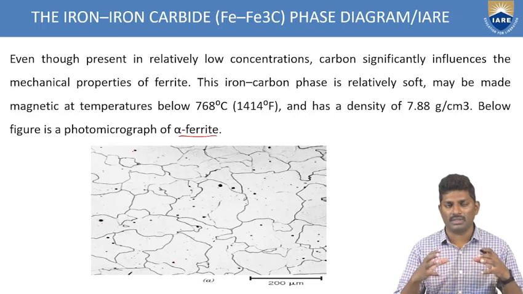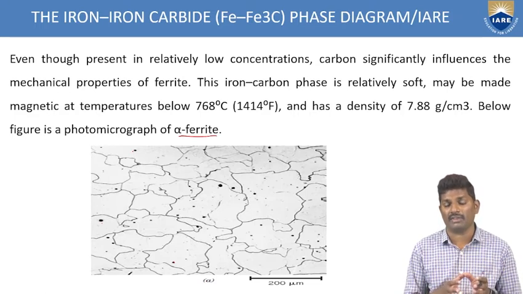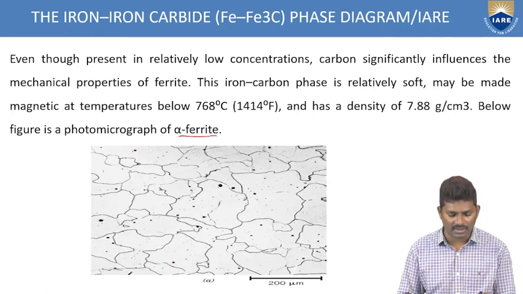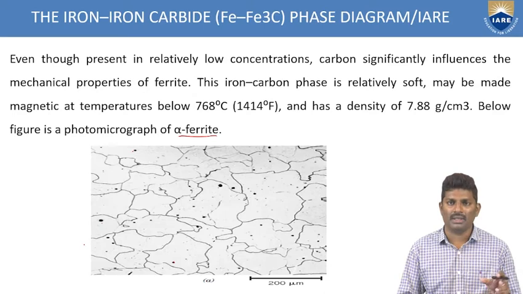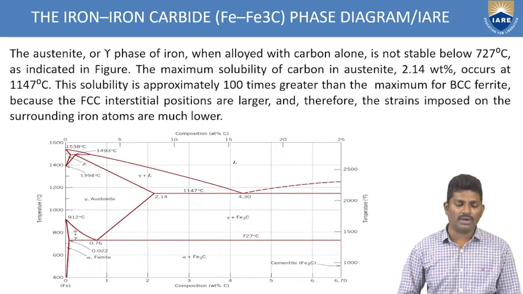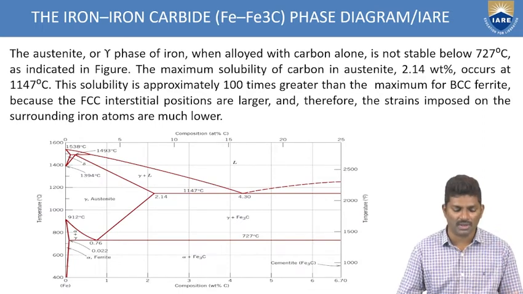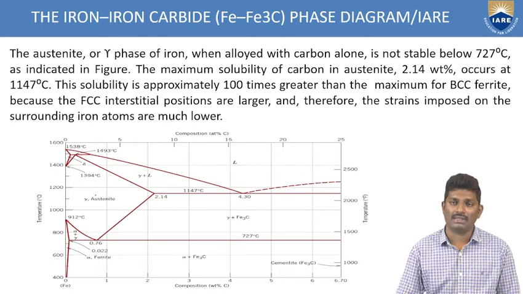If you look through the microstructure, you can see the structure of the alpha ferrite below 727 degrees centigrade. This is the microstructure of the alpha ferrite. And coming to the austenite, if you go further from the ferrite or alpha phase by increasing the temperature, what is happening here?